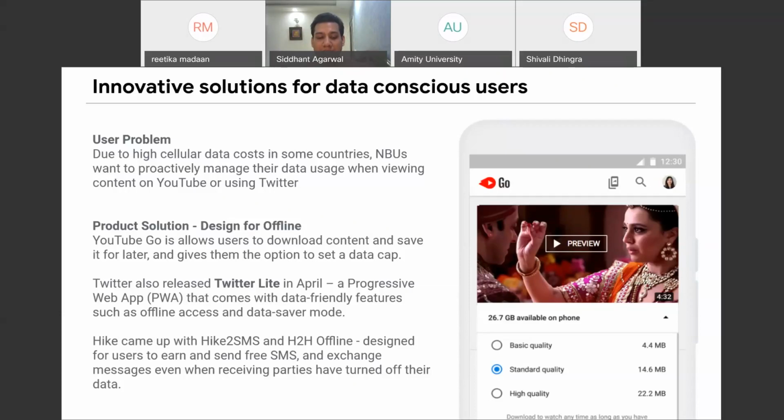You might have heard the recent news about Oyo having an Oyo Lite kind of application. Hike also came up with Hike to SMS and H2H offline, which basically allows you to send and receive messages even when the data is off. It syncs later on when things are online.